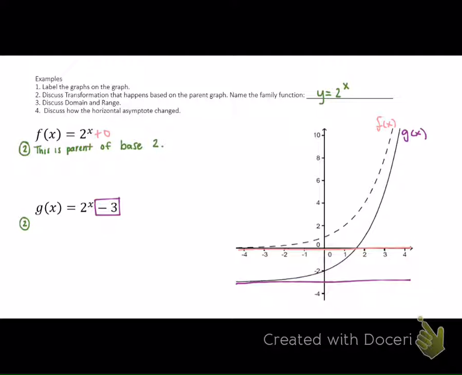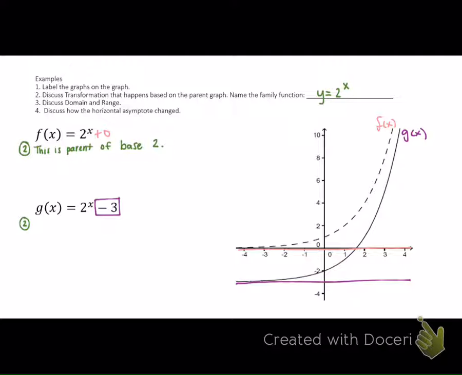Anybody have an idea? Sarah? It's just the same, but it's lower by how many? So this one's by 3. This one's at 1, and it goes down 1, 2, 3, right? So it shifts down 3. This asymptote can tell you exactly how many it's going to shift down, right?